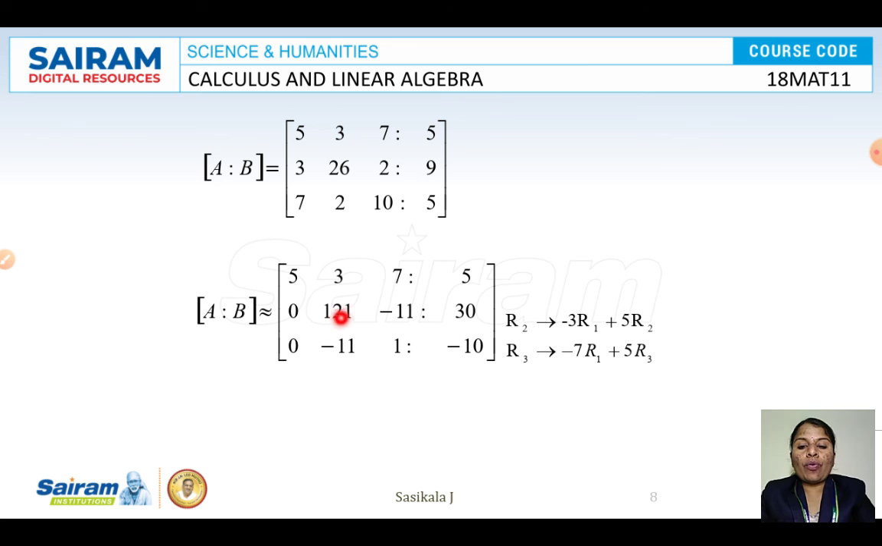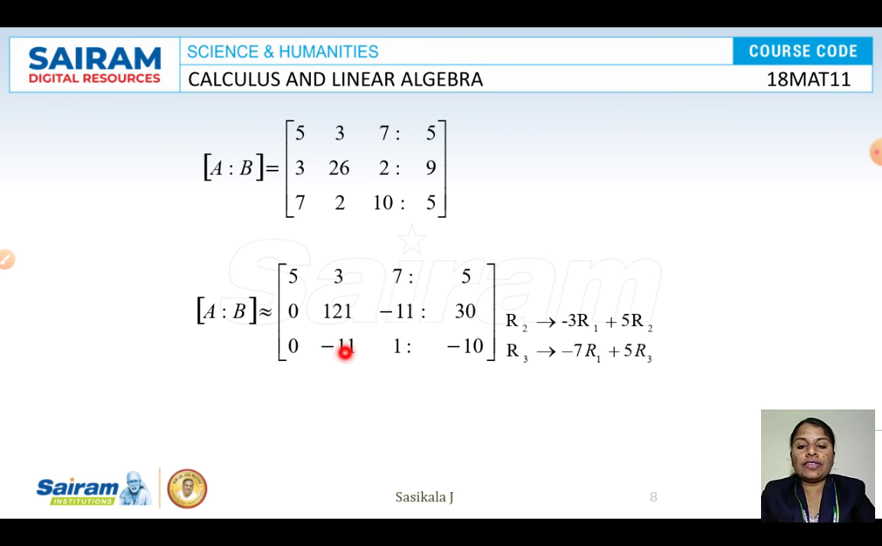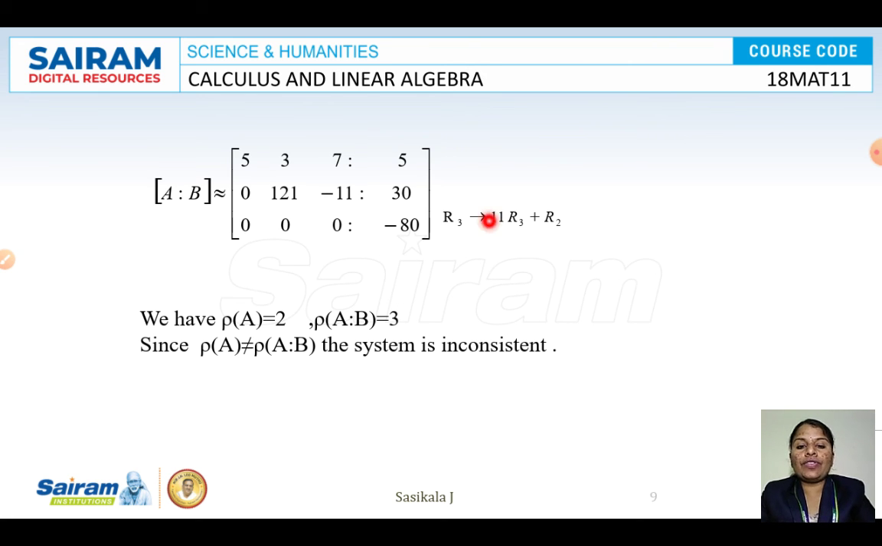Here you have 121, so 11 elevens are 121. For that I am going to multiply R3 by 11 and add it to R2, because I have a minus here. Just add, and it will go to 0. So the first two rows remain the same, and the third row I'll get 0, 0, 0, minus 80, using the elementary transformation R3 implies 11 R3 plus R2.